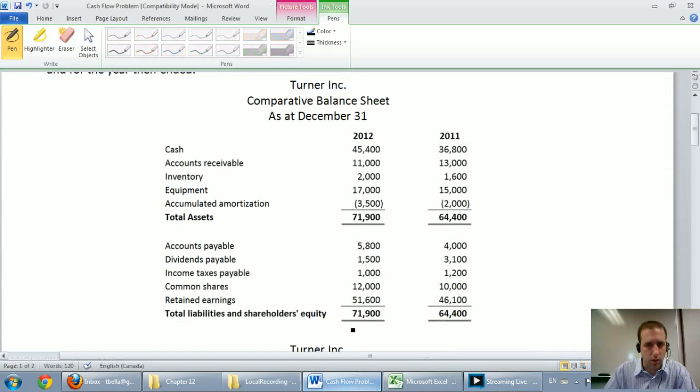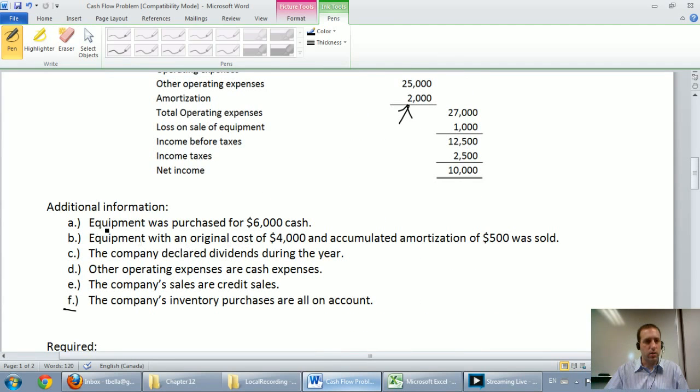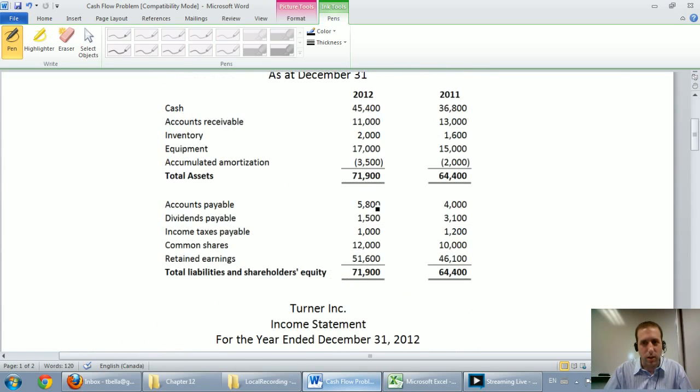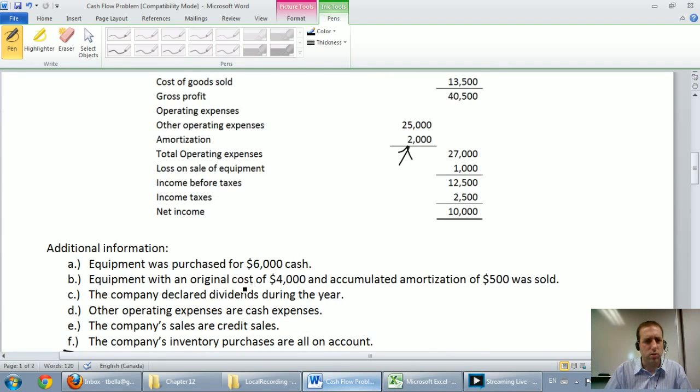So let's take a look at this problem, and certainly equipment changed. It went from 15 to 17,000, and that's a real indicator that we bought some equipment. Now, as I scroll down, it actually says equipment was purchased for $6,000 cash. Well, that's great information for our cash flow statement to know that we bought $6,000 worth of equipment, but it went from 15 to 17. That's not up by 6,000. And the reason is we also sold some equipment. Equipment with original cost of $4,000 and accumulated amortization of $500 was sold. So we got a purchase and a sale.